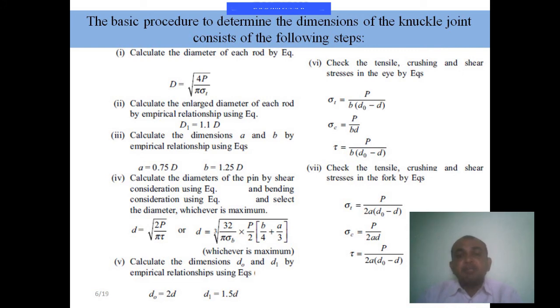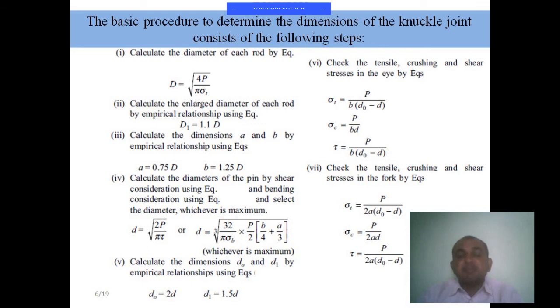Sigma t is equal to P divided by b in bracket D0 minus d. Then crushing stress is nothing but P divided by b into d, where P is the tensile force. Then tau is equal to P divided by b in bracket D0 minus d. In this way you can find out the stresses present in the eye based on the applied load and the calculated dimensions. Then check the stresses which are present in the fork based on the given dimensions.